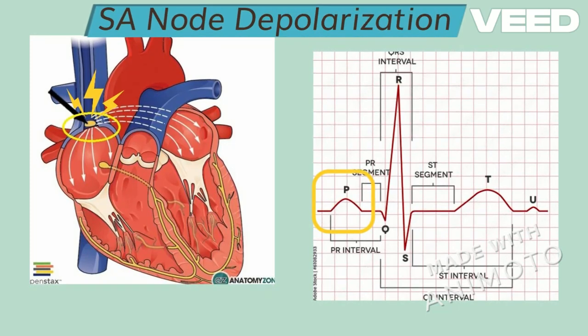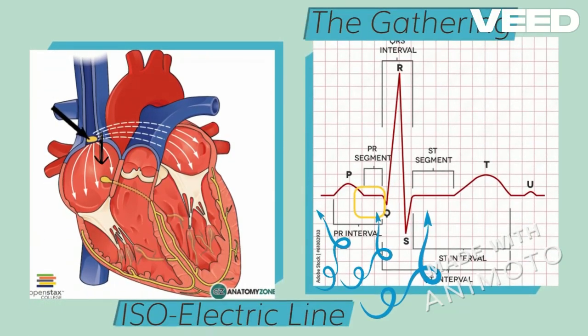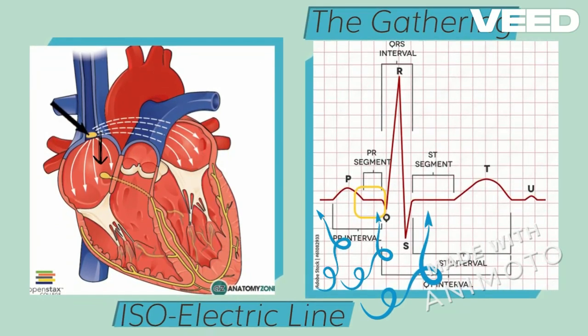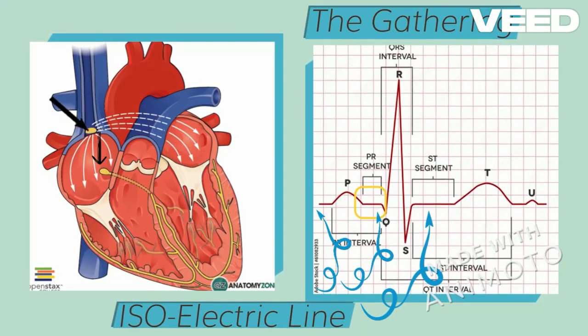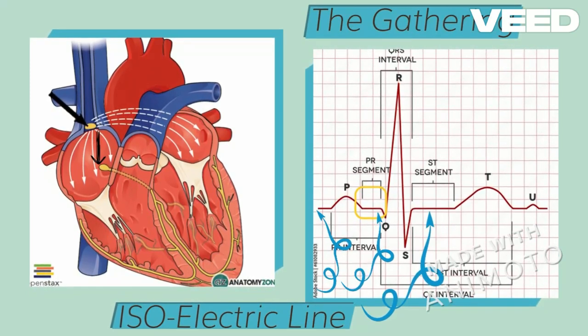The electricity then travels to the AV node where it gathers and prepares to depolarize. This gathering is happening during the PR segment of the EKG. The AV node will not depolarize until it has enough electricity, so there should be a small pause while the EKG returns to the isoelectric line.